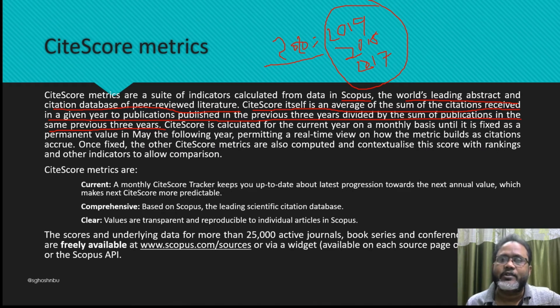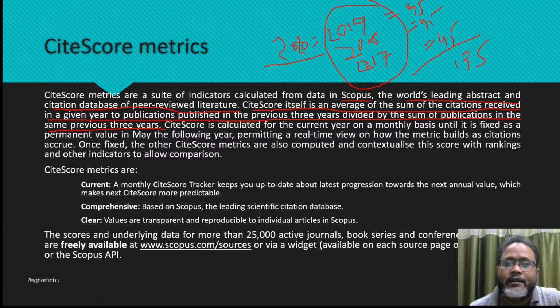So suppose in 2019 we got 45, here we got 45, here we got 45, the total number of items published in the same 3 years, so we got 135. The journal published 135 publications or 135 articles, and now you divide the number of citations by the publications of the last 3 years, that is 19, 18 and 17.